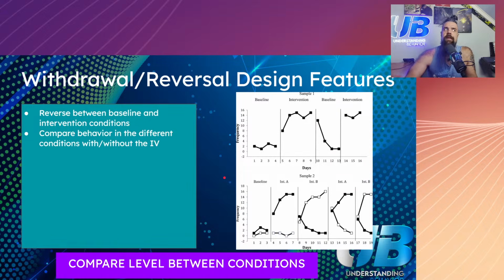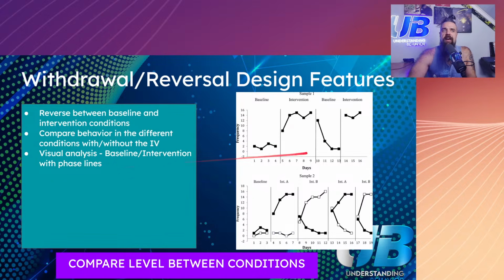The main point here is that we're going to compare the levels of the behavior in the different conditions, with or without the independent variable. So our baseline condition is going to be without the independent variable, and then obviously our intervention condition is going to be with the independent variable.